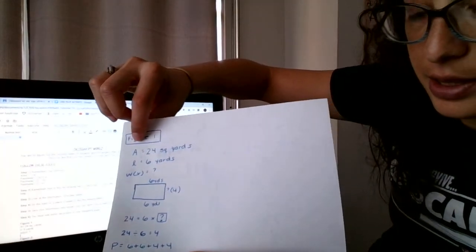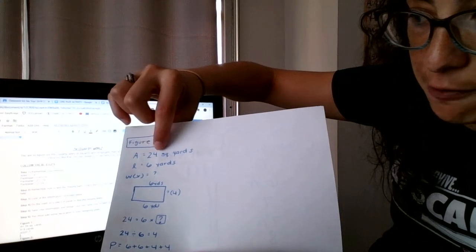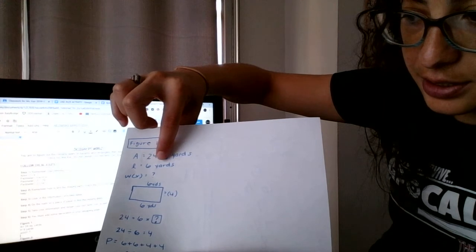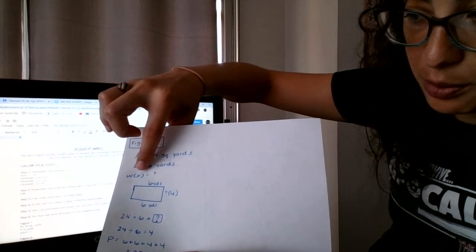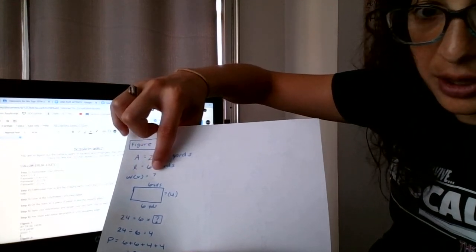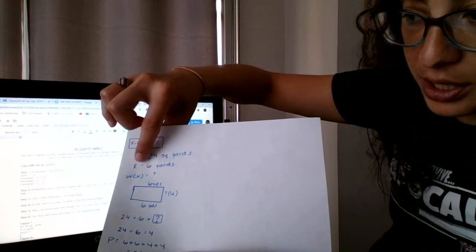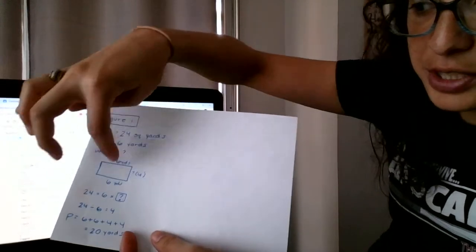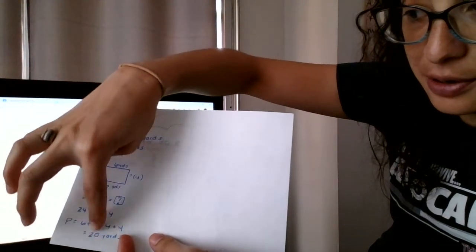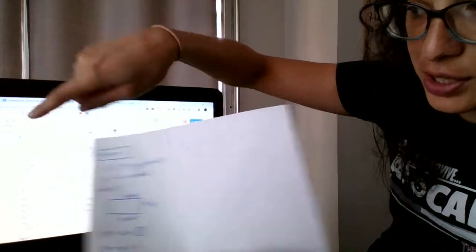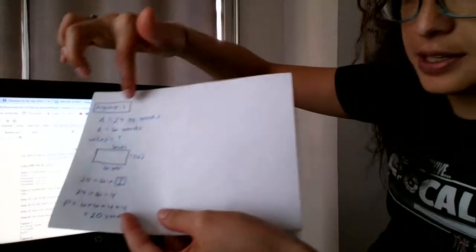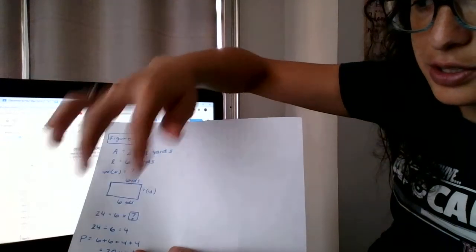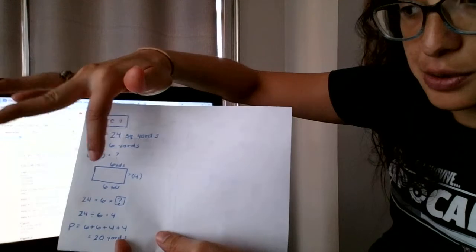So figure 1. This is what it says right here on the computer. It says area is equal to 24 square yards. The length is 6 yards. And the width, remember we represented by x, we don't know that. So we need to find the width. We're given the length, I don't know the width. Yours doesn't have to look exactly like this, but I do need this information that I gave you here. So figure 1, put down the information. Then solve it however you need to.